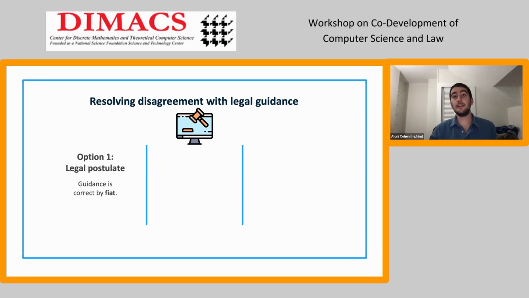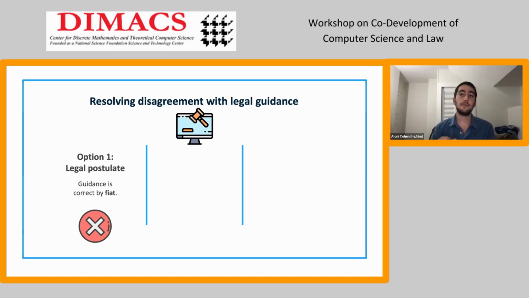So option 1 is that the guidance presents a legal postulate and is correct by fiat, right? And then we'd have to change our definition. What we did doesn't make sense. So we think this is wrong. In particular, the working party is persuasive, but it's not binding guidance. And the document says so itself. It says the opinion reflects the views of the working party, which is advisory, but does not reflect the position of the European Commission.